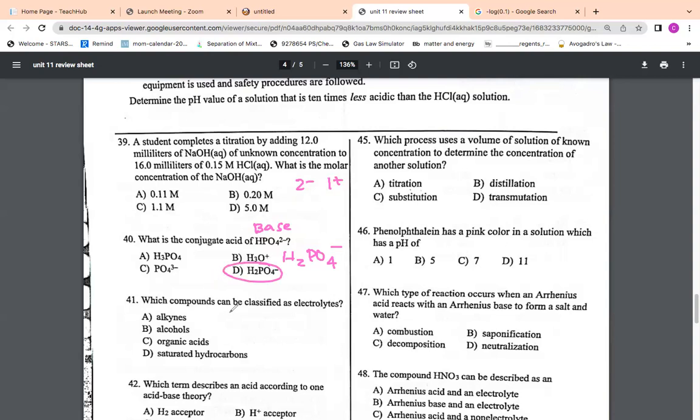Next, which compounds can be classified as electrolytes? Not alkynes, not alcohols. Organic acids work. Saturated hydrocarbons do not. Again, the only class of organic compounds that are considered electrolytes are the acids. All of the others, alkanes, alkenes, alkynes, alcohols, ketones, aldehydes, ethers, esters, none of those things are considered electrolytes. They do not conduct electricity because they do not dissociate into ions when you put them in water.